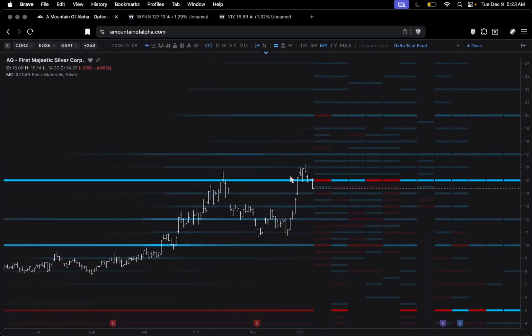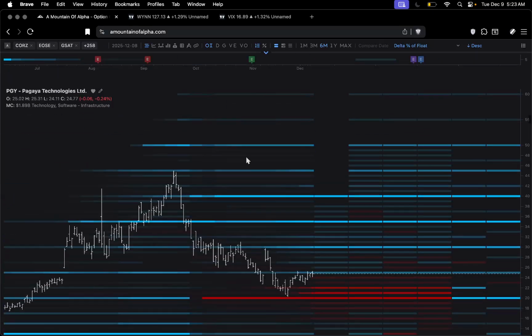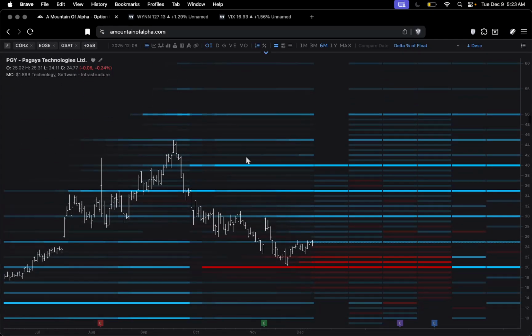So a lot of you see, like this one, this will probably just consolidate around 15 and not do much. That's a silver miner, right? Not much going on there. Software infrastructure, 1.89 billion market cap. Okay, so we're kind of in some support here, right? There's overhead calls up here. That's kind of good. Let's look at concentration.